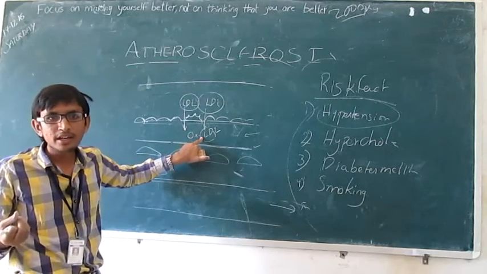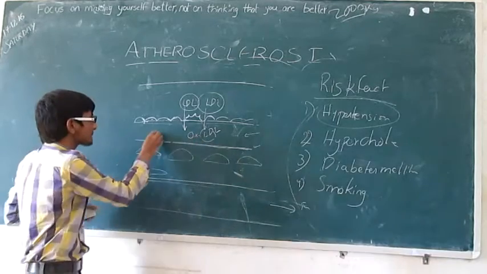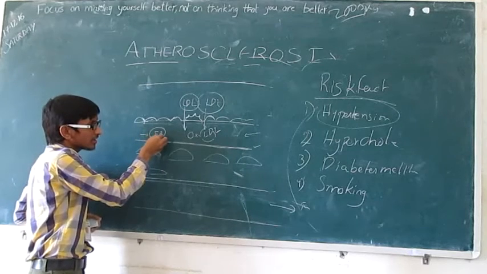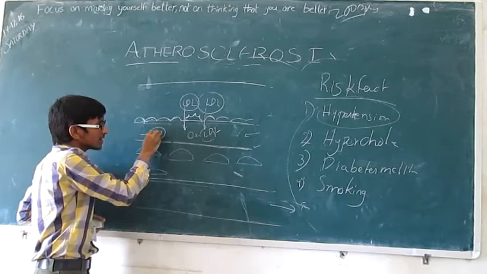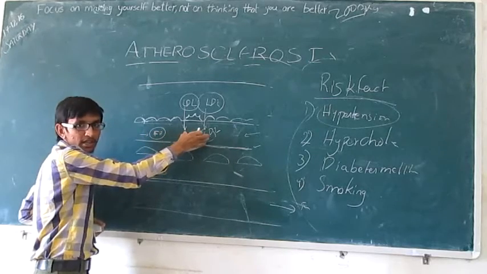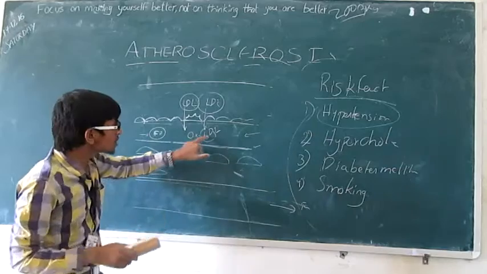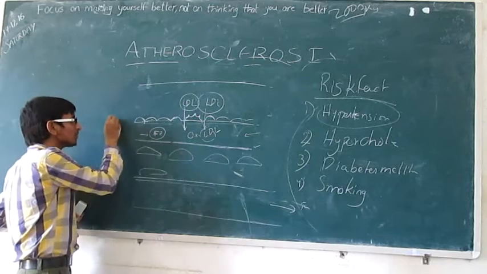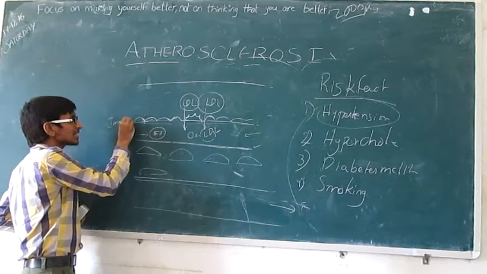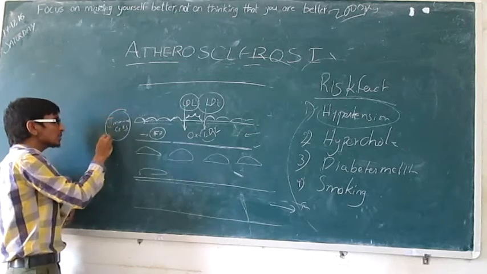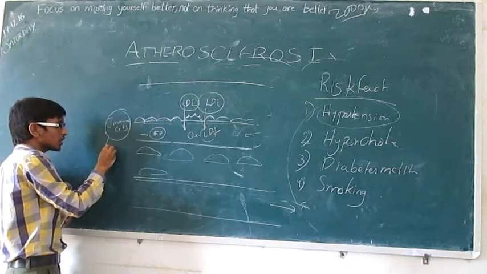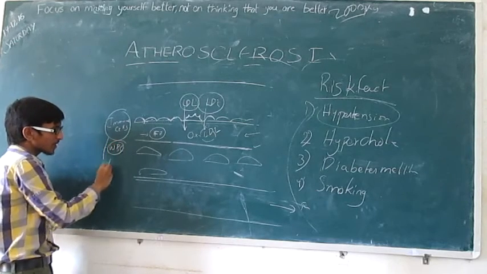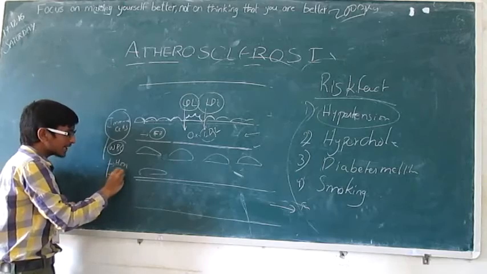We require free radicals, where these free radicals are nothing but molecules that want to take an electron from this LDL. So if you want to oxidize your LDL, we require free radicals. To get free radicals, we require immune cells. So what are the examples of immune cells? Your monocytes, nothing but your white blood cells, such as monocytes and T cells.